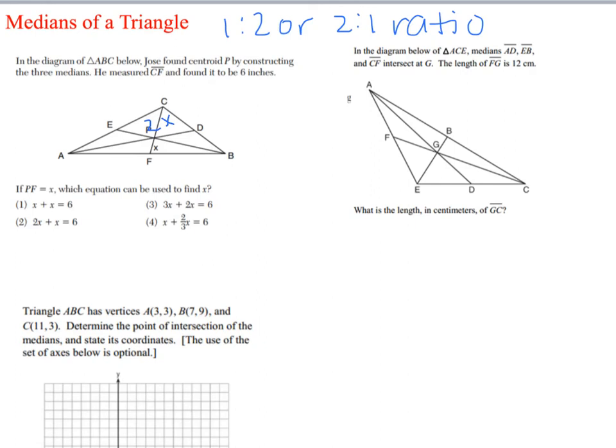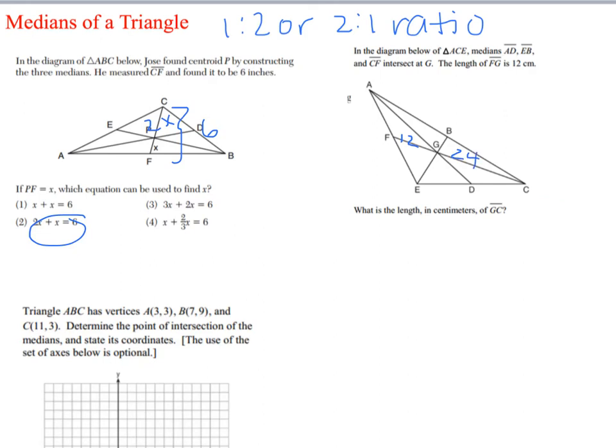In the problem, it also says that he found CF to be 6. So if I were to write an equation, it would be x plus 2x equals 6, which is the same thing as choice 2. On the right, you actually have numbers, so FG is 12. It wants to know the length of GC. Well, it's a 1:2 ratio, so we know we've got to go up and double it, and you get 24.